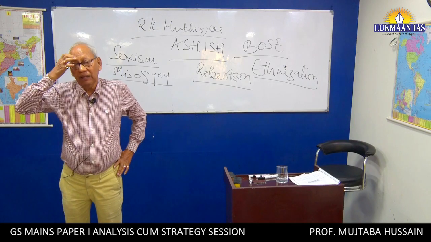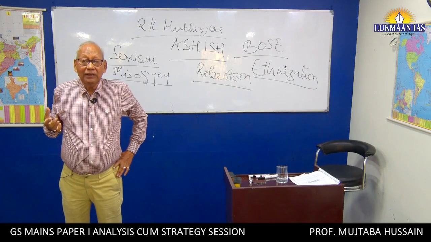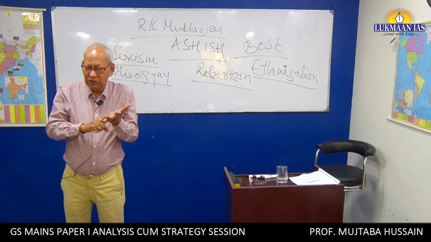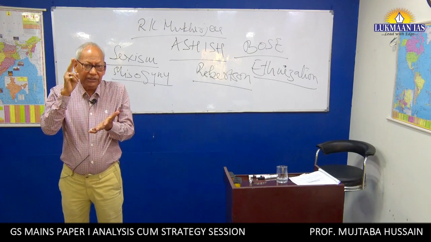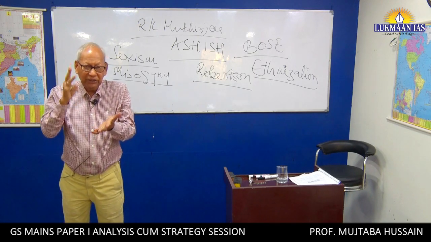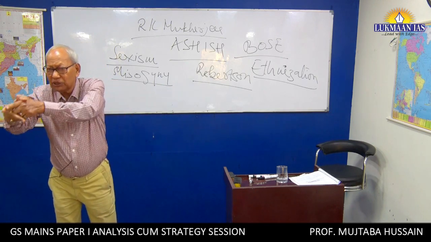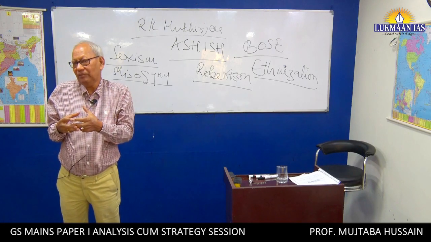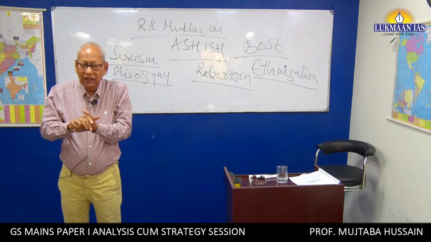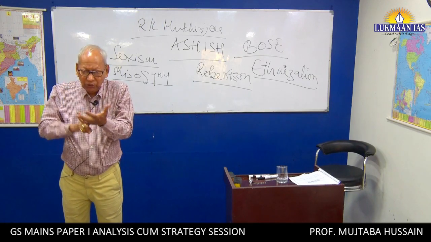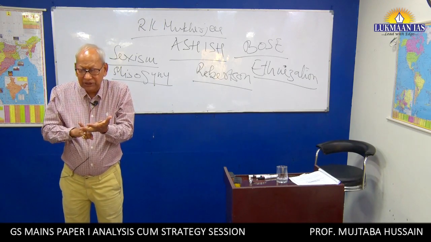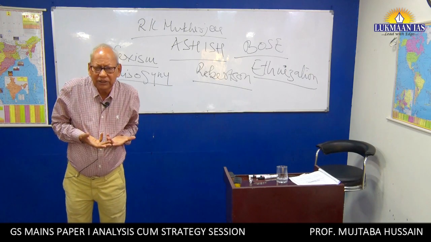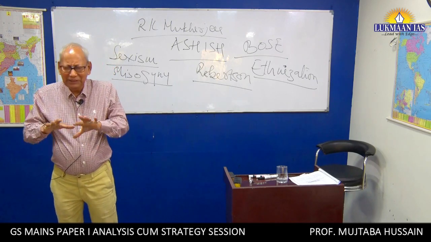So, number one, the East India Company rule was responsible. Number two, British education, English education, was responsible. Number three, the Western ideologies were responsible. Where did we get to know about democracy? This is all Western things.